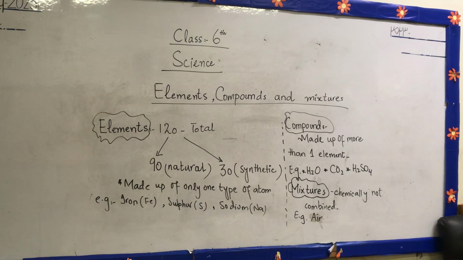A lot of vegetables also contain acids. Oranges and all these citrus fruits contain citric acid. So acids are mostly harsh on the skin.